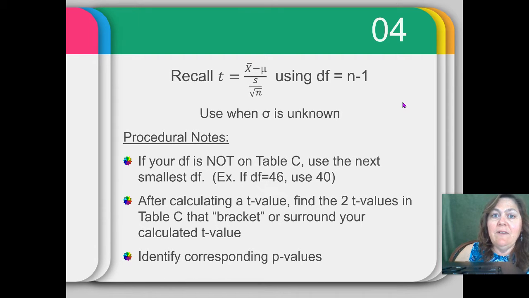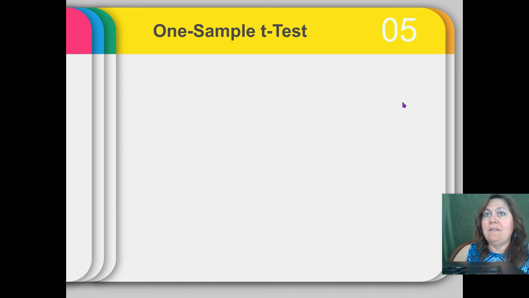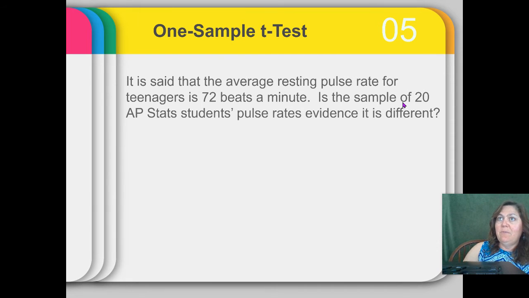Okay, and then we'll identify the p values as we follow those data values up, and I will show you that today. So let's run a one sample t-test, just like we did a one sample z-test. But now when you write the procedure, you'll say one sample t because sigma is not known. It's said that the average resting pulse rate for teenagers is 72 beats per minute. Here's a sample of 20 AP Stat students' pulse rates, and we want to know, is that evidence that it is different than that? That tells me right now I'm doing a two-tailed test.